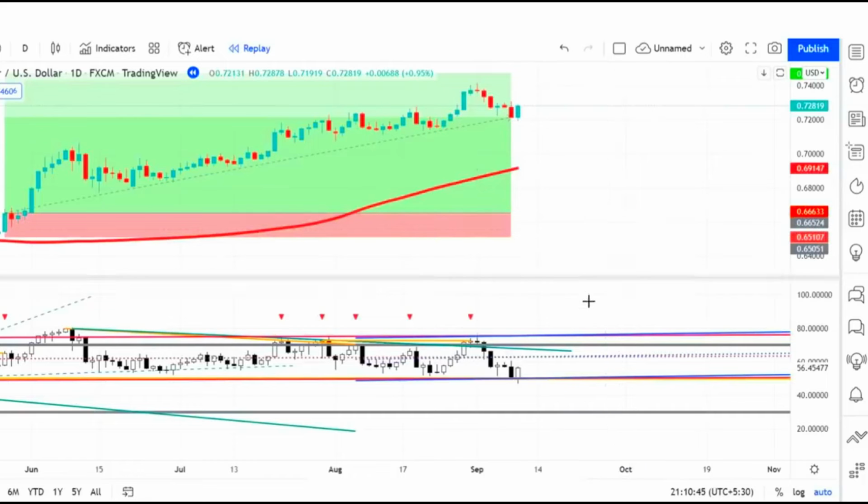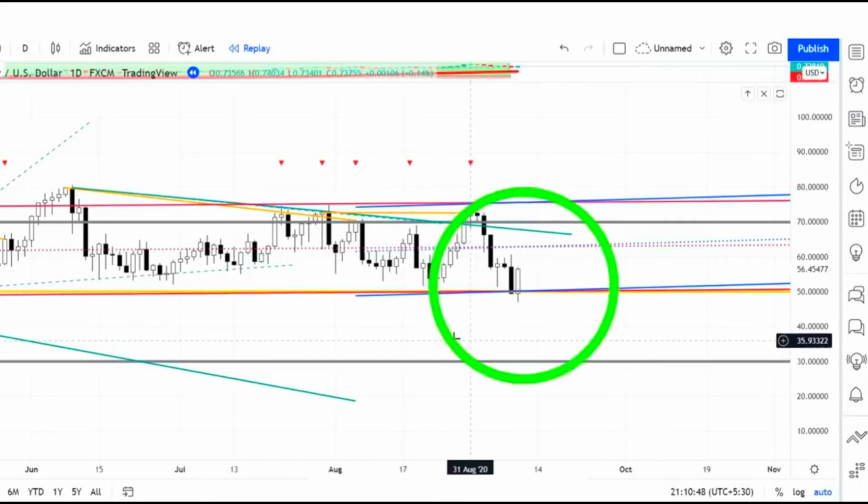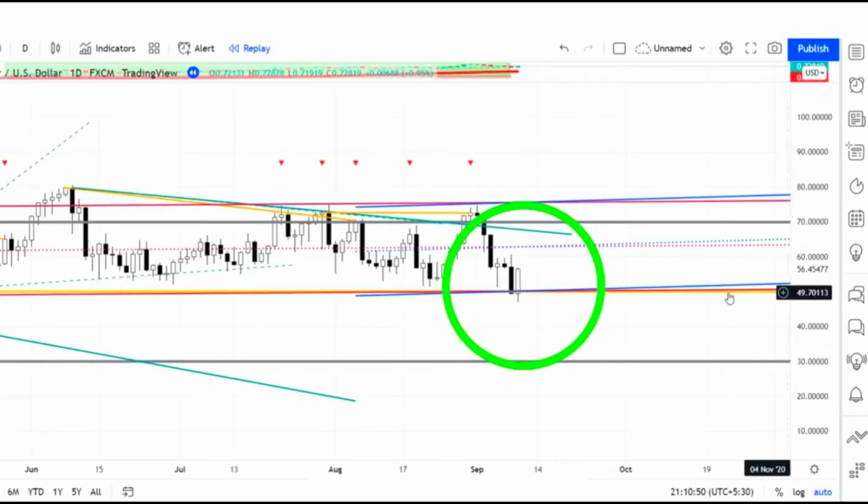So here we will book our profit, and we have got huge profit here. You can see the candle which has given a closing below the 50 level.